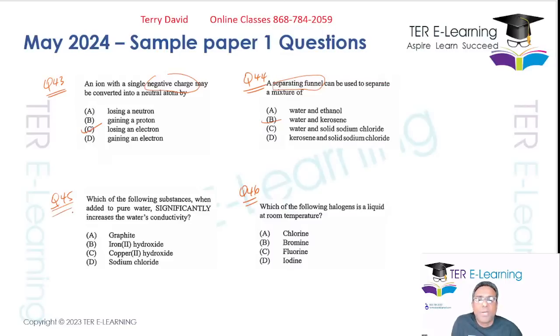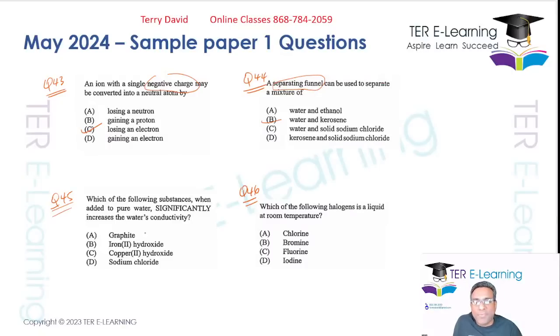Question 45. Which of the following substances, when added to pure water, significantly increases the water's conductivity? Right? Question 45. Right, I've seen a lot of D's.